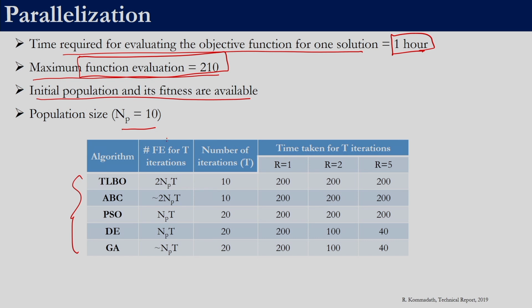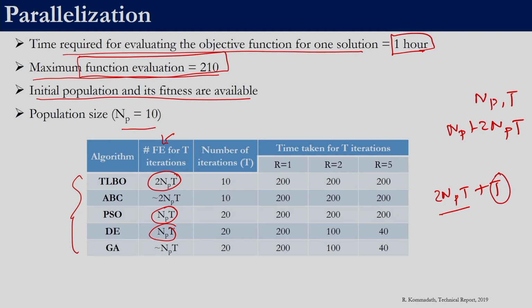This part you will be knowing. For TLBO, the number of functional evaluations is NP plus 2 NPT, right. Where NP is the population size and T is the number of iterations, right. So, this is 2 NPT. For PSO it is NPT, for DE it is NPT, this we have previously discussed. For ABC it is actually 2 NPT plus T, 2 NPT because of the employed bee phase and the onlooker bee phase. This T may or may not happen depending upon whether we are encountering the scout phase or not. This is the maximum number of functional evaluations in artificial bee colony optimization.